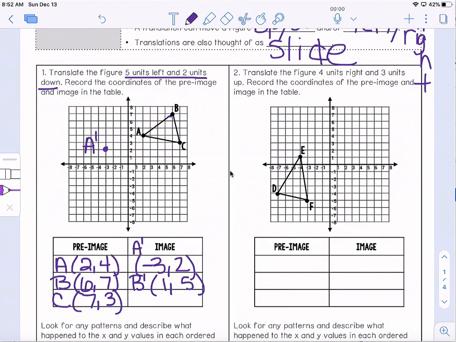So I'm going to mark that right here, B prime. And then C prime, if I go 5 left, I'm going to be at 2, and down 2, I'm going to be at 1. So my new point is at 2, 1. I'll call that C prime. And then I have my new triangle, which is called the image, and that's where it's located on the graph.